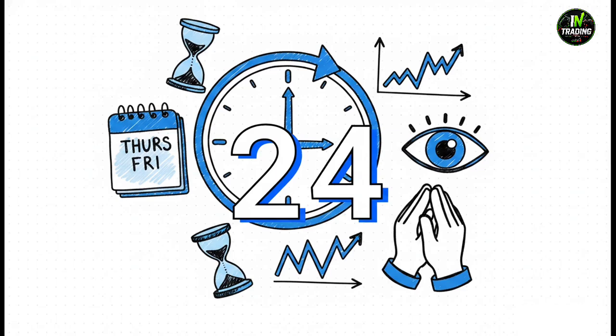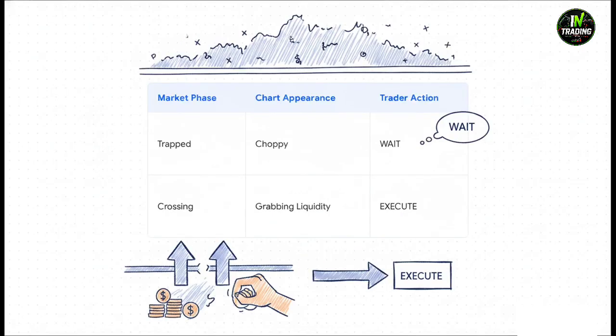And that brings us to the number 24. That represents the grueling 24 hours of pure patience required in this specific case study. From spotting that untouched internal liquidity on Thursday morning, the trader had to just sit on their hands, watch the market chop around, and do absolutely nothing for 24 straight hours until Friday's trading session. Honestly, that level of patience is exactly what separates consistently profitable traders from gamblers. It takes immense discipline for sure.